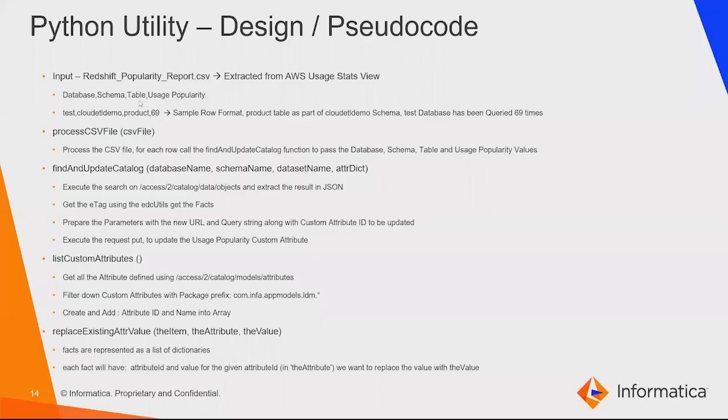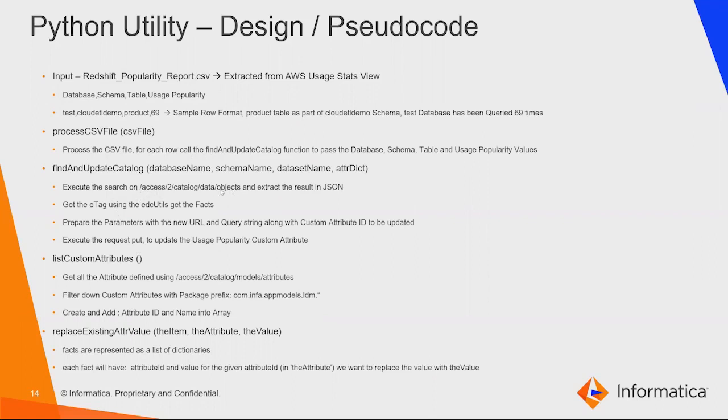It contains the database schema, table, and usage popularity index. Here's a sample row, and the process CSV file is a function which extracts the CSV file content and uses the find and update catalog function to execute the search on.